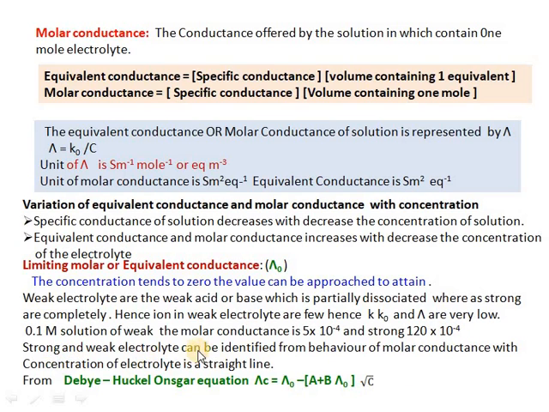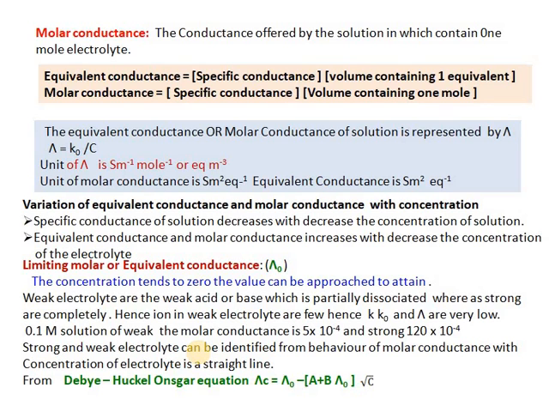Hence, strong and weak electrolytes can be identified from the behavior of molar conductance with the concentration of the electrolyte, which for a strong electrolyte is a straight line. From the Debye-Hückel-Onsager equation, lambda c is equal to lambda 0 minus in brackets capital A plus capital B into lambda 0, into root c.